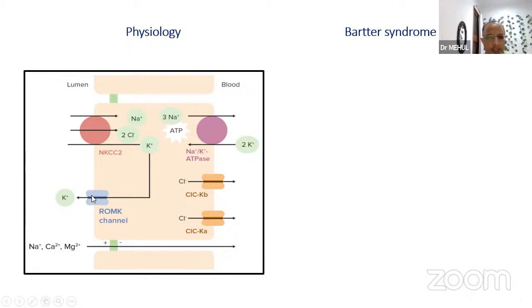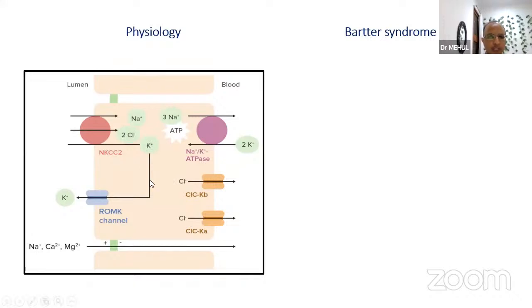Potassium is secreted back into the lumen to allow the recycling and for the function of the sodium potassium 2-chloride co-transporter. The sodium and chloride which are entering the cell leave through the sodium potassium ATPase as well as the chloride channel.